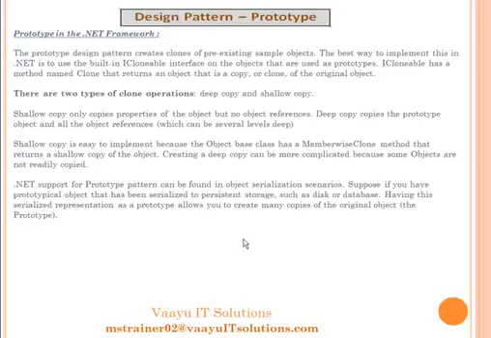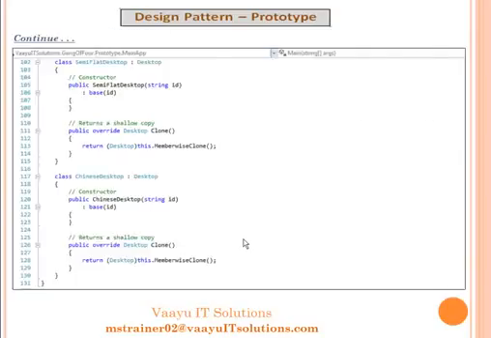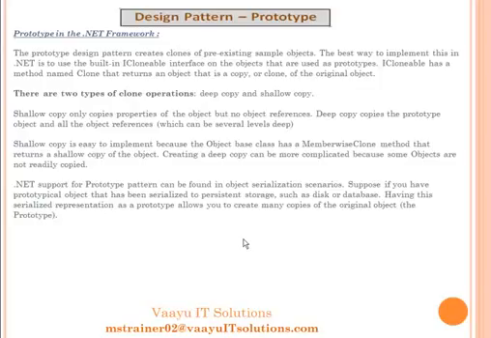So where do we use it in the .NET framework? We have the ICloneable interface on the objects that are used as prototypes. If you know that you need to create copies of the object, then implement ICloneable in your class. But we did not do this here, although the ICloneable interface exists. There are two types of clone operations: deep copy and shallow copy.